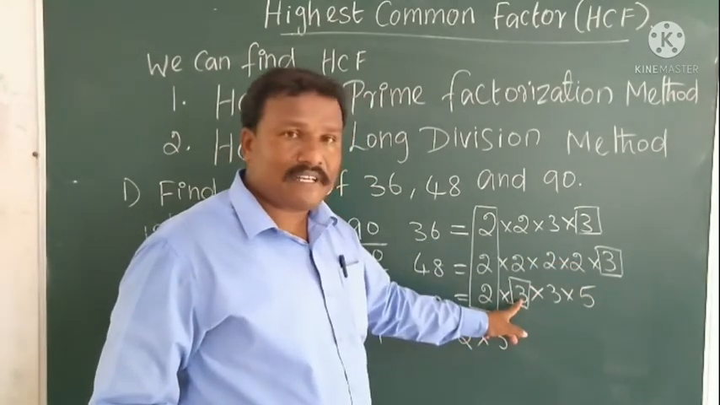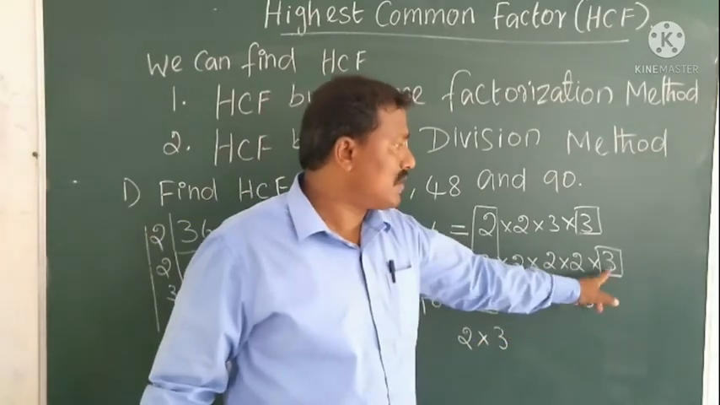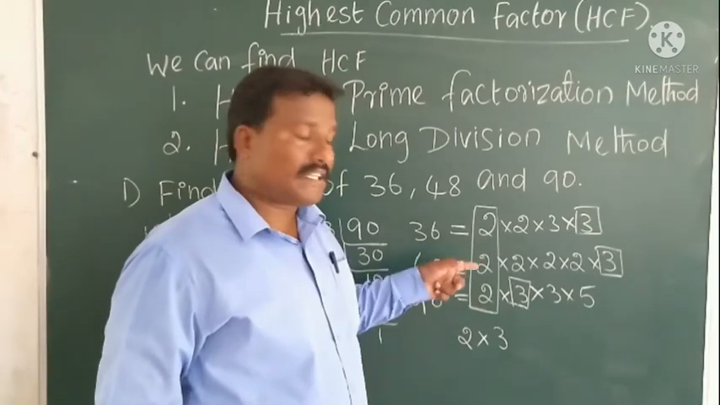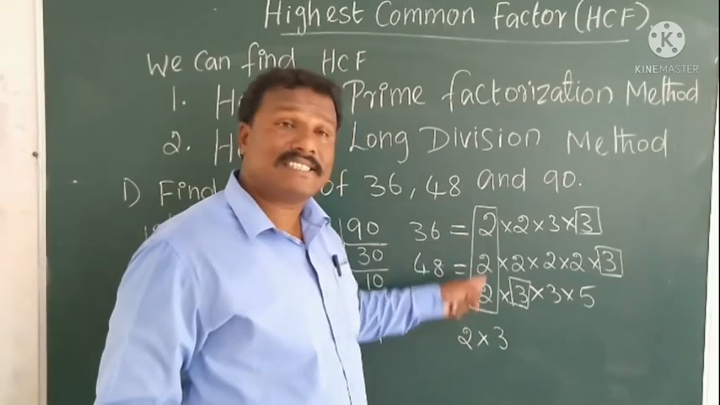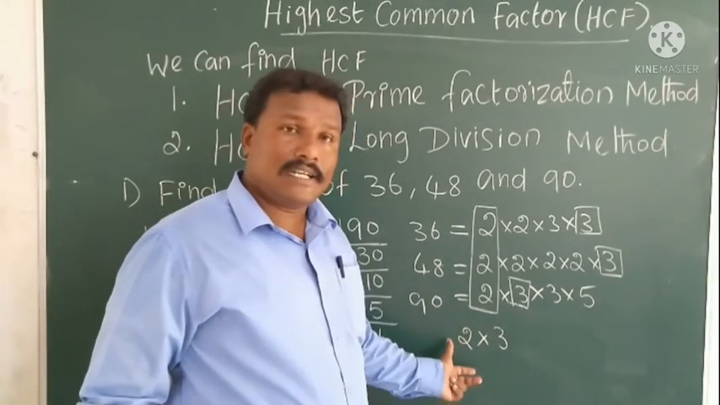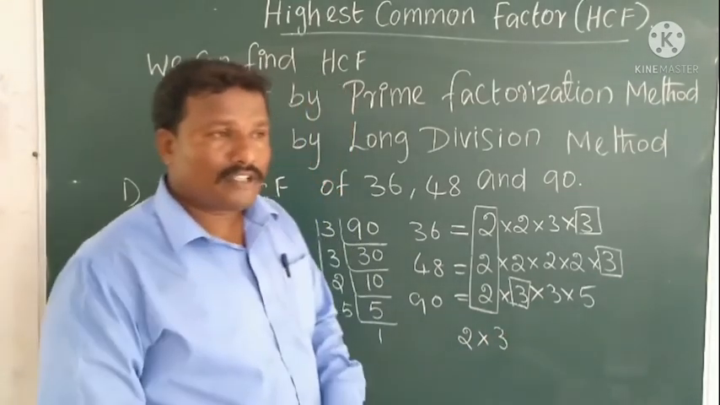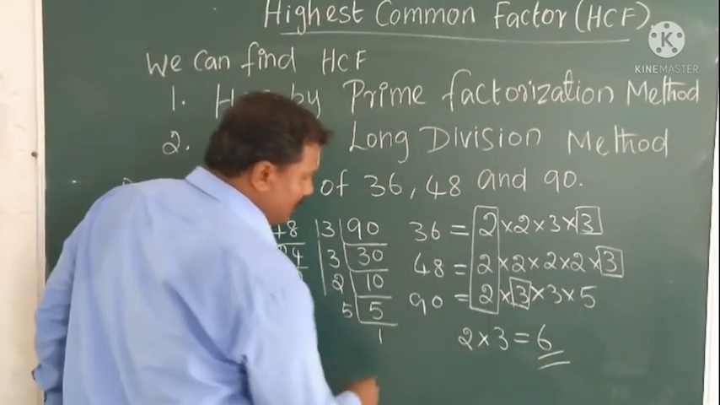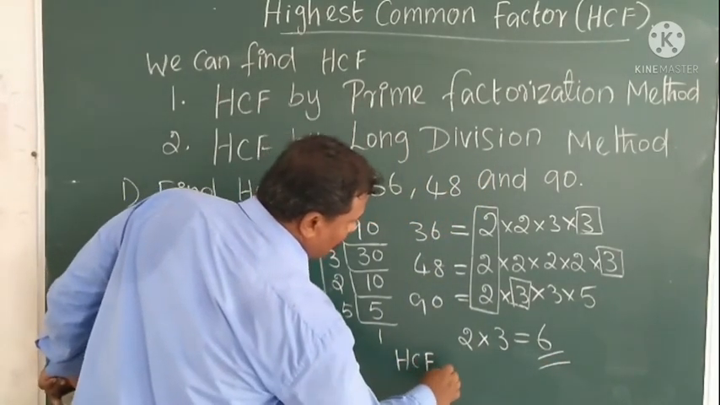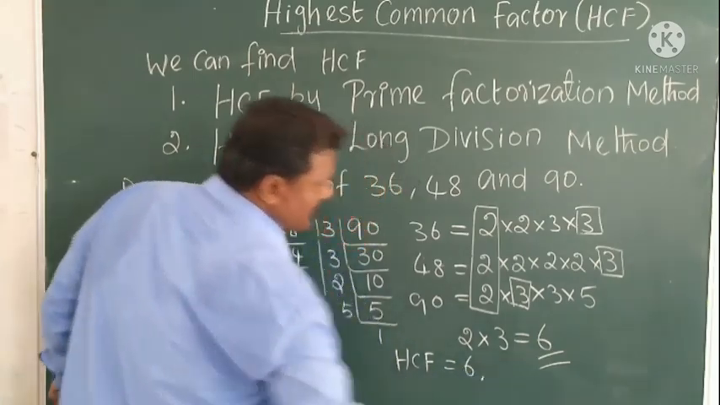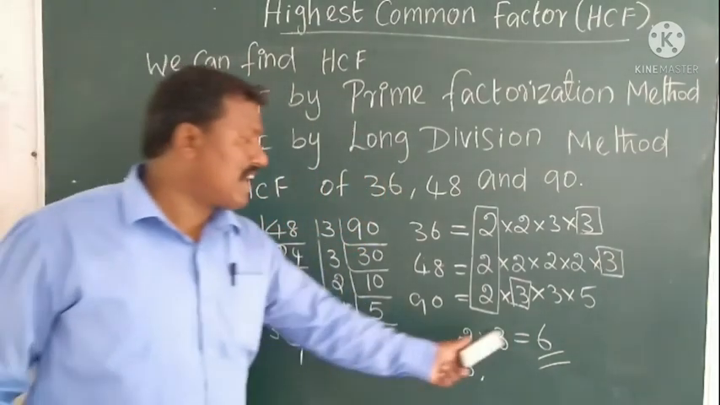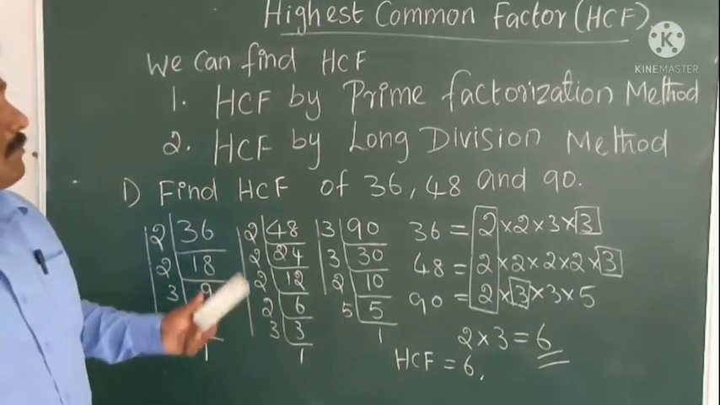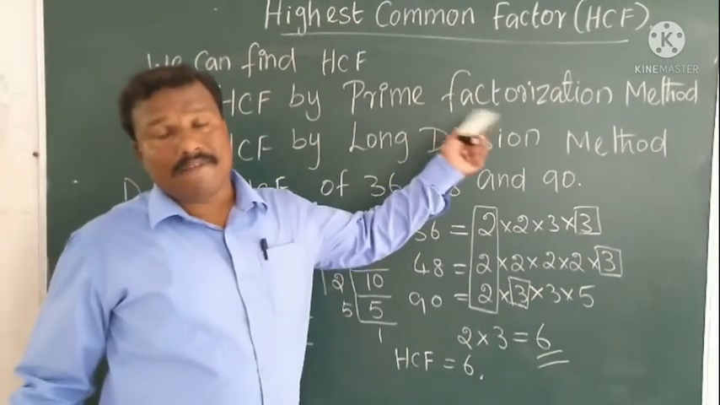3 is a common factor because here 1 time, here 1 time, here 1 time. So that's why 3 is a common factor. 2 is also a common factor because 1 time, 1 time, 1 time, present in all places. So that's why 2 1 time, then 3 1 time. If you multiply these two factors, 2 3s are 6. So the HCF, the highest common factor, is 6. So this is the highest common factor by using the prime factorization method.